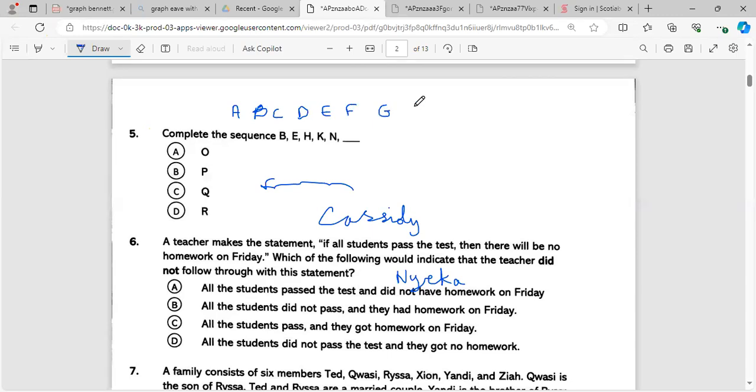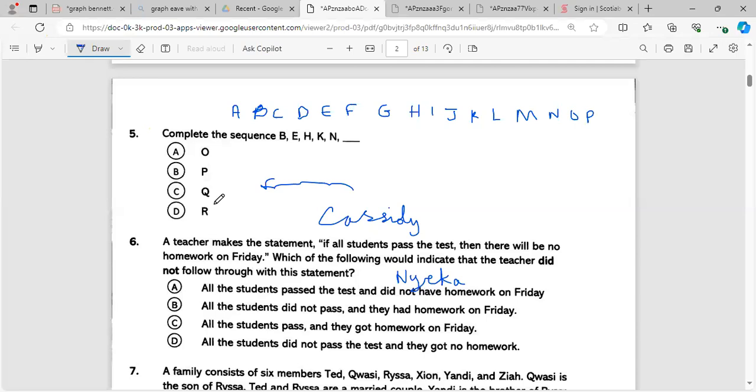So what's your answer? Yeah, I say C because it is skipping by 3. Oh, now I get it, sir. Now I get it. Okay. You see, guys, take your time. Don't need to rush. All right. See? So Q is the last one.